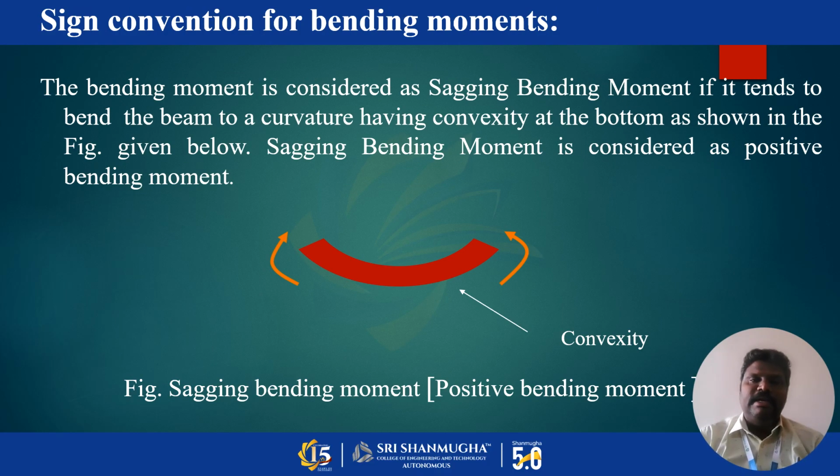Next, the sign convention for the moment. That is called sagging, and we can say it is a positive bending moment. Next one is called hogging, a negative bending moment. A bending moment is considered sagging if it tends to bend the beam so that the curvature looks like convexity at the bottom. So left side is clockwise, right side is anti-clockwise. Based on this, the beam tends to bend in the form of convexity, and we call it a sagging or positive bending moment.